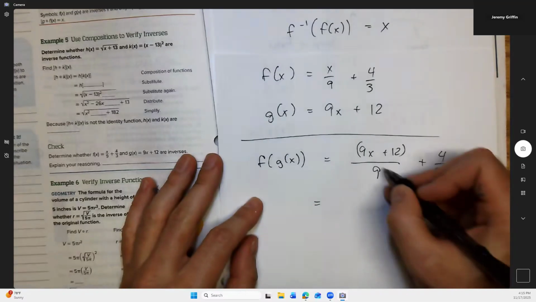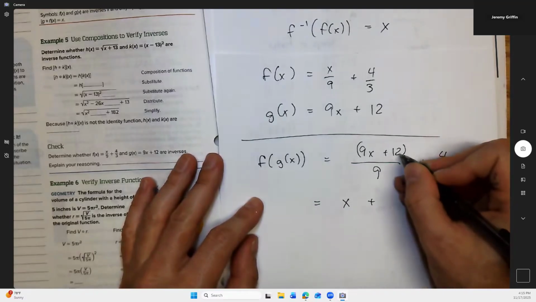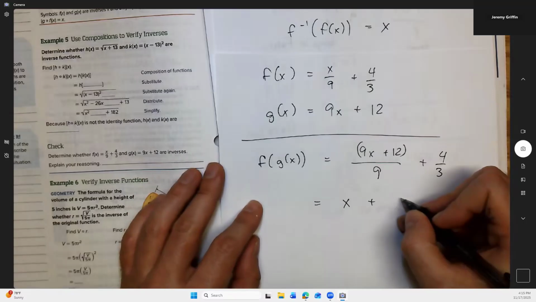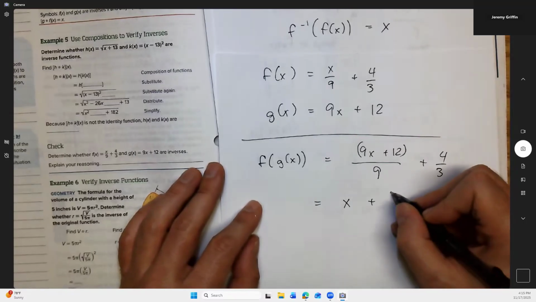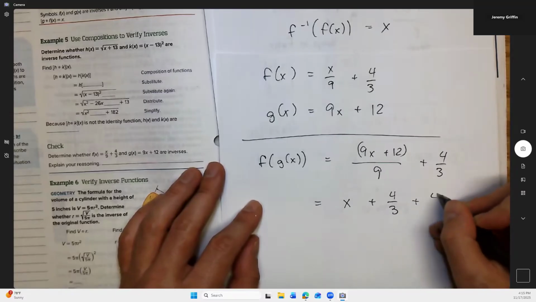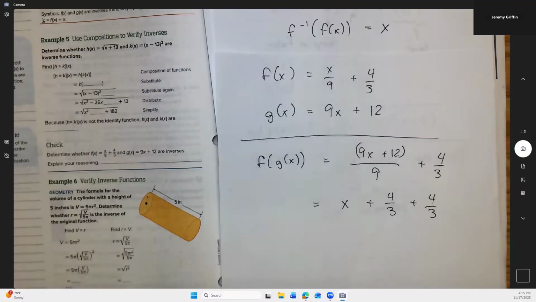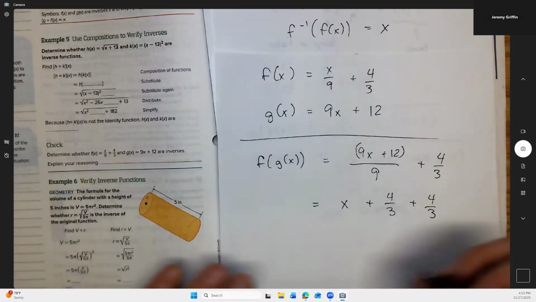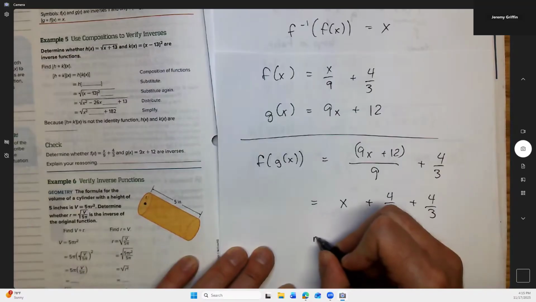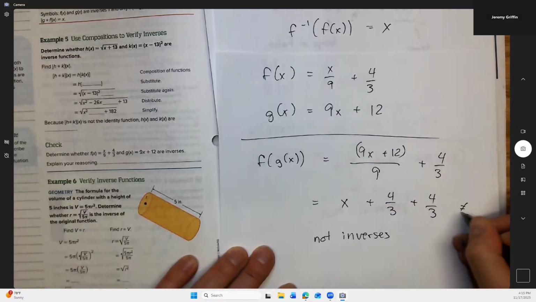So now I can't simplify this. 9x over 9 is just x. Now 12 over 9 is, really? Did this one not work out either? 4/3. Well, that one also fit. This really gives two failing examples. They sure did, didn't they? If they said minus 4/3, this would have worked because this would have given me x. So this didn't work either. So not inverses, because this does not come out to x.